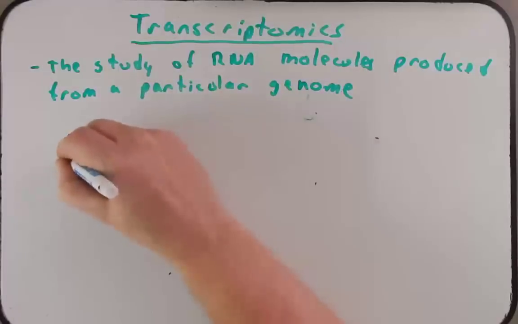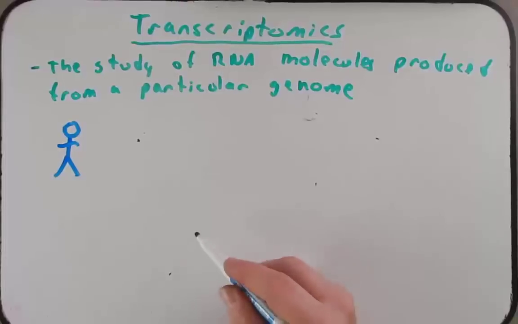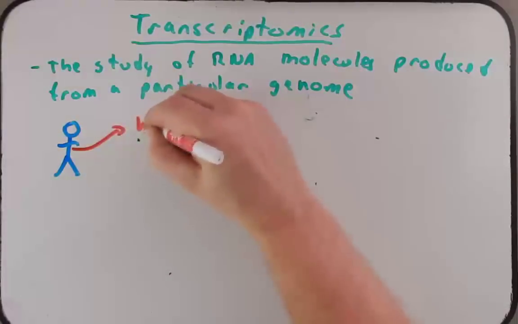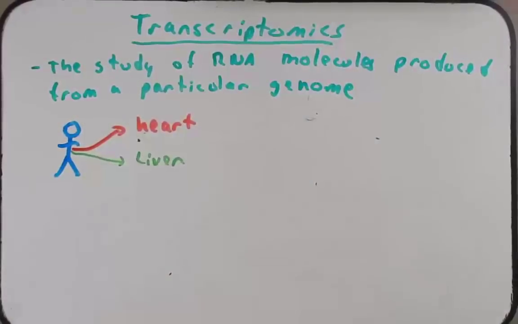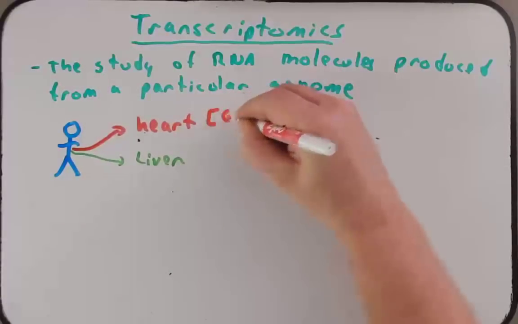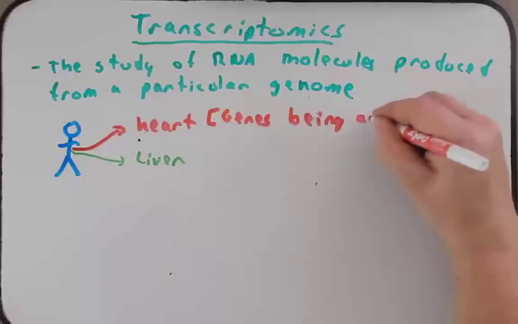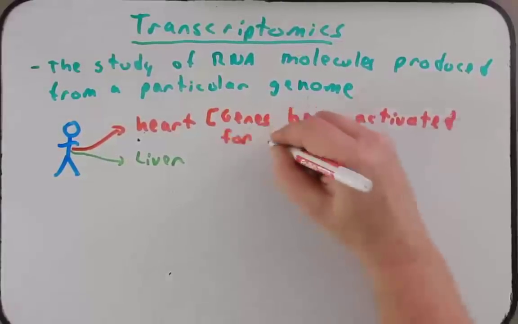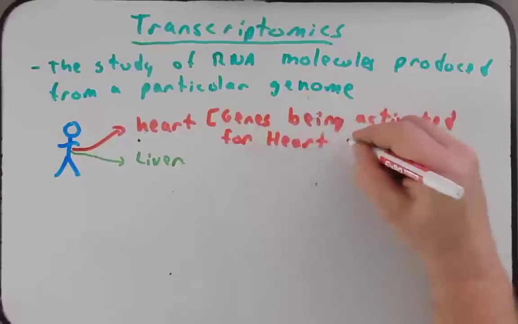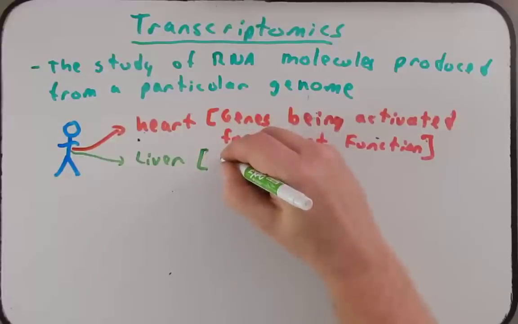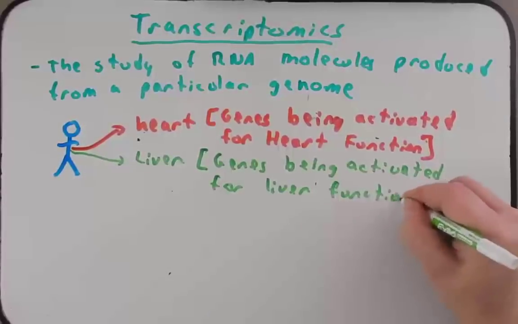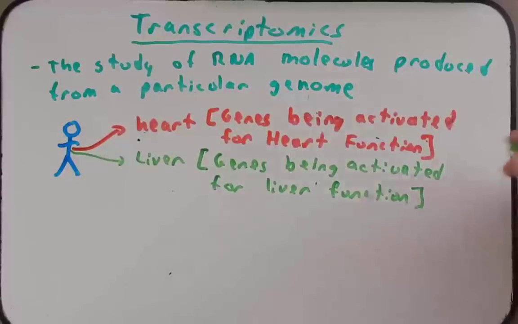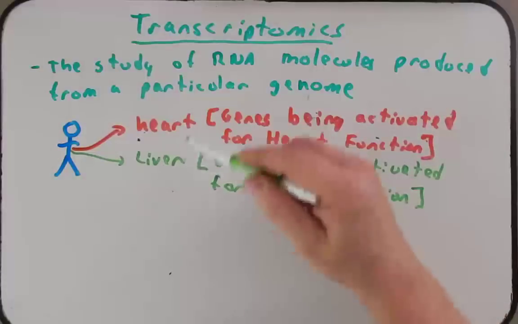For instance, if we had a human here, my lovely stick figure human, if you want to know the genes that are important for the heart versus the genes that are necessary for the liver, you could take RNA samples from both. And that would tell you the genes being activated for heart function, and from the liver, the genes being activated for liver function. And of course, it tells you when a gene is not being activated as well. They'll compare these and say some of these genes are expressed in both, some are expressed in one or the other, and that gives us a greater understanding of these two organs.